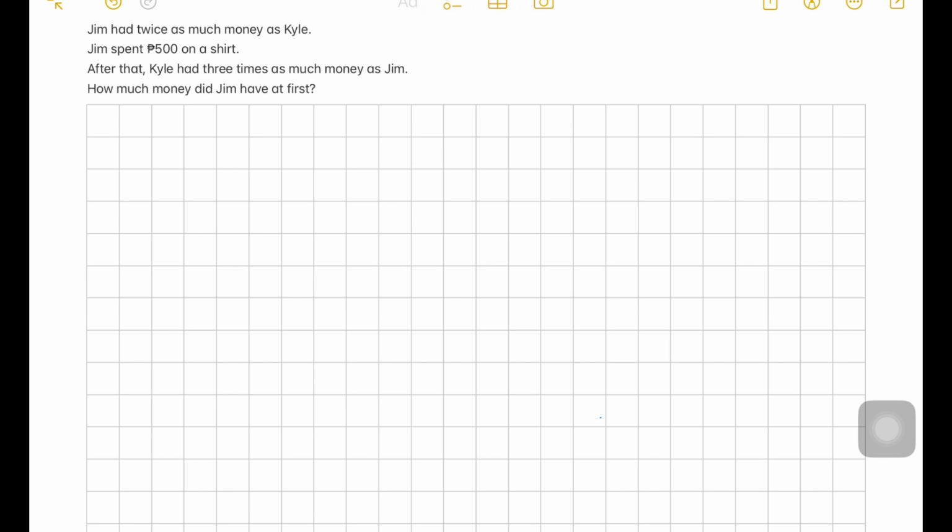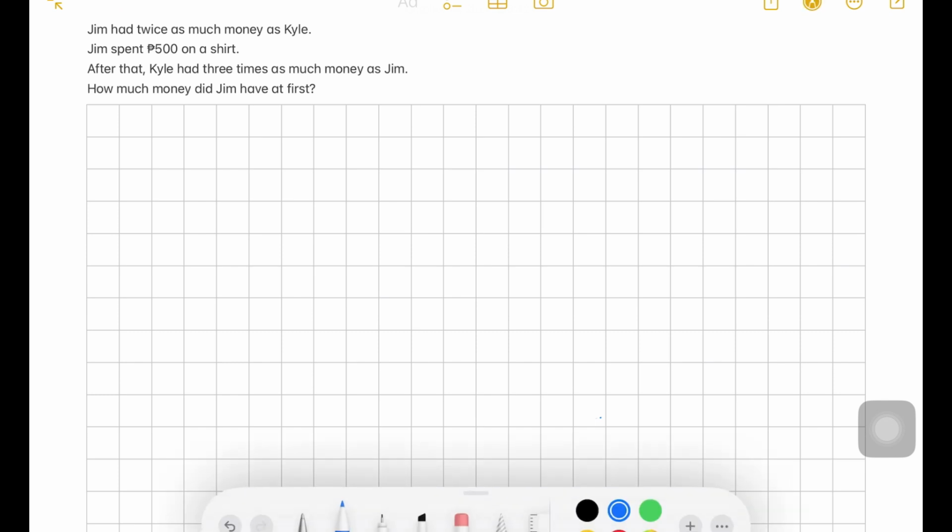So let's try this second problem. Jim had twice as much money as Kyle. Okay, so let's try to draw that. Jim had twice as much money as Kyle. So Jim spent 500 pesos on a shirt.